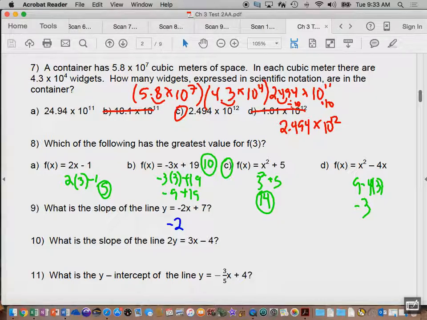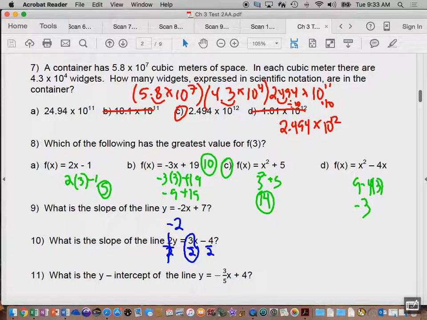Why isn't the slope 3? 3 is what's in front of the x. That's right, very good. It's not in y equals form. You have to divide everything by 2 first. So then I get y equals, there's my slope, 3 over 2. Okay?